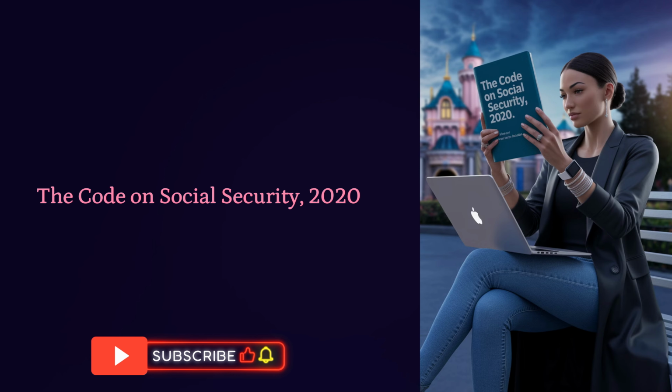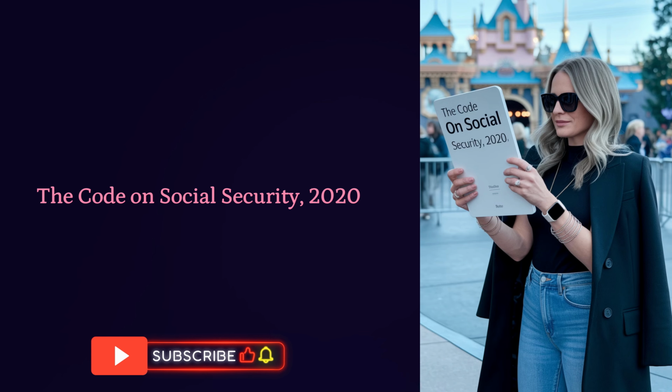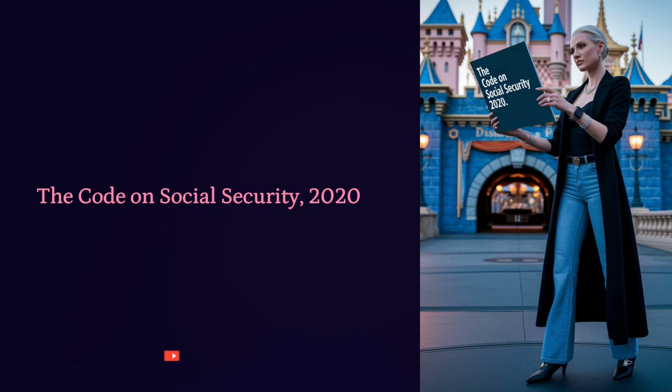Chapter 3, Employees Provident Fund. 11. What is the Employees Provident Fund, EPF? Answer: EPF is a retirement savings scheme where employers and employees contribute a percentage of wages to a fund that earns interest and can be withdrawn under specific conditions.